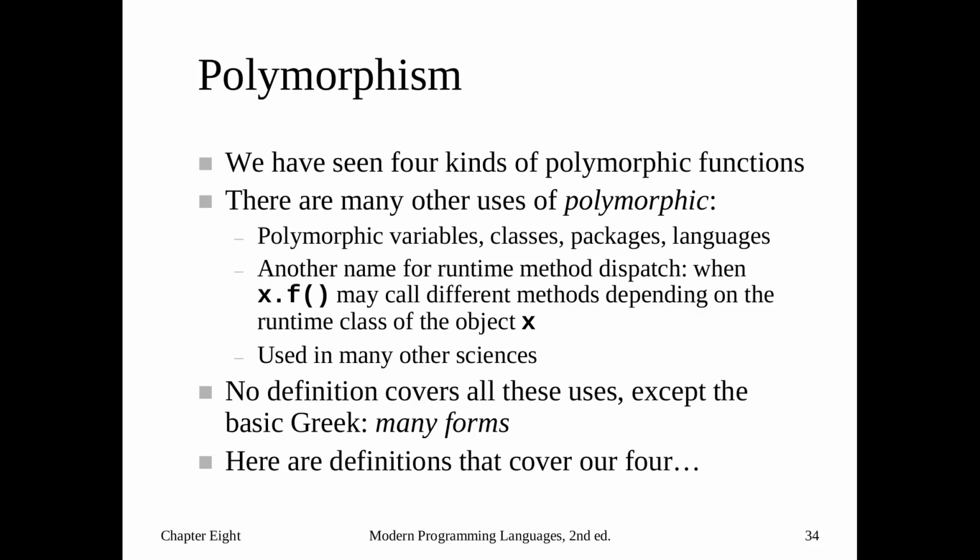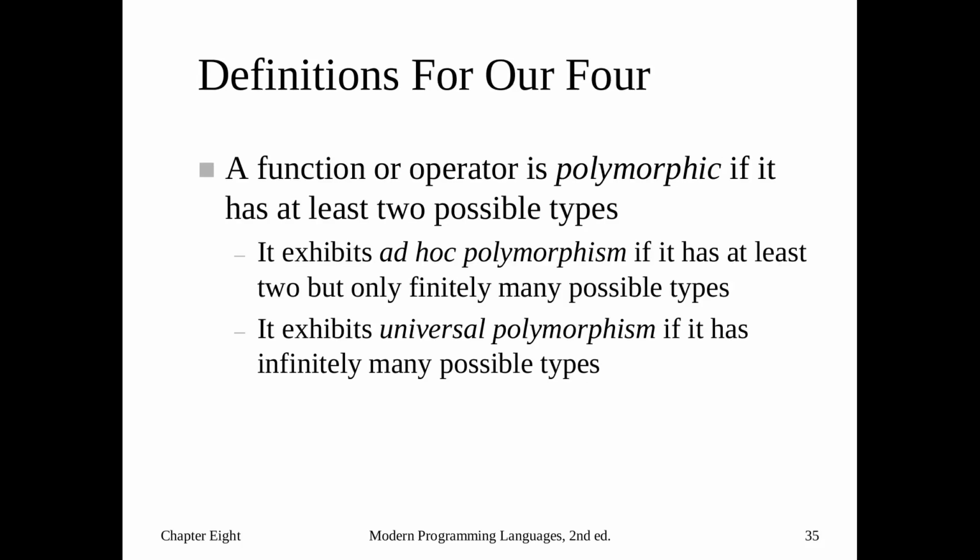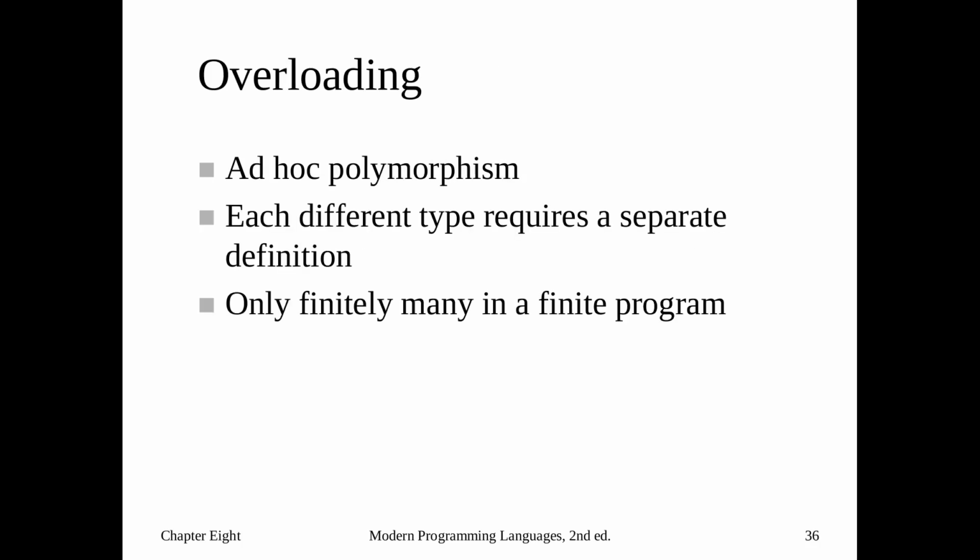So no definition covers all these uses except for the basic Greek, which is that polymorphism means many forms. But here's the definition that covers everything that we've done. A function or operator is polymorphic if it has at least two possible types. That is, it exhibits ad hoc polymorphism if it has at least two but only finitely many possible types. And it exhibits universal polymorphism if it has infinitely many possible types. So that kind of covers our good definitions, right?